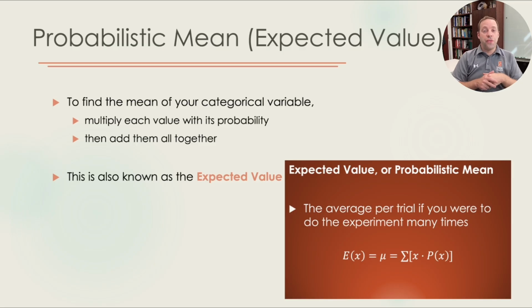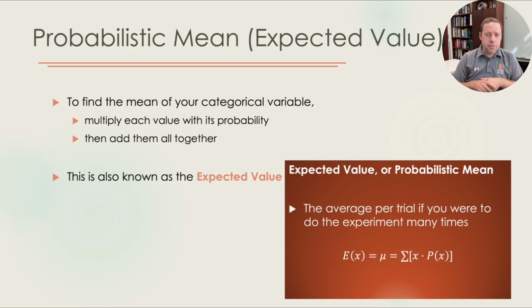Okay, so to find the mean of a categorical variable, the first thing we do is take a value that represents our category and multiply it by its probability. And then we do that for all of our categories and add them all together. This is our expected value, also the mean of our categorical variable.